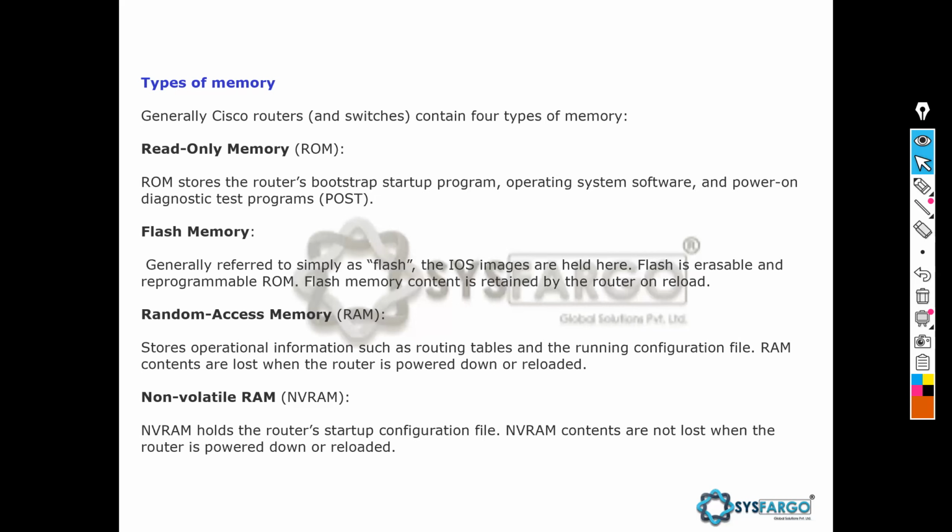right? Where exactly does your data store in your computer? Hard disk. In the router, where exactly is the data stored? In the flash. And also the operating system you are installing in your hard disk, here also the operating system of the router stores under the flash. For that operating system we call IOS, Inter-Network Operating System. That is flash memory.